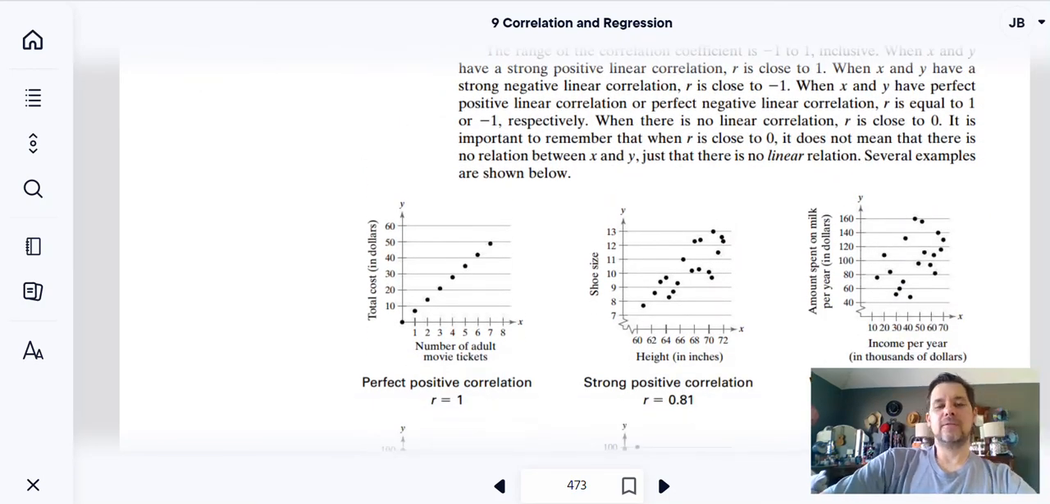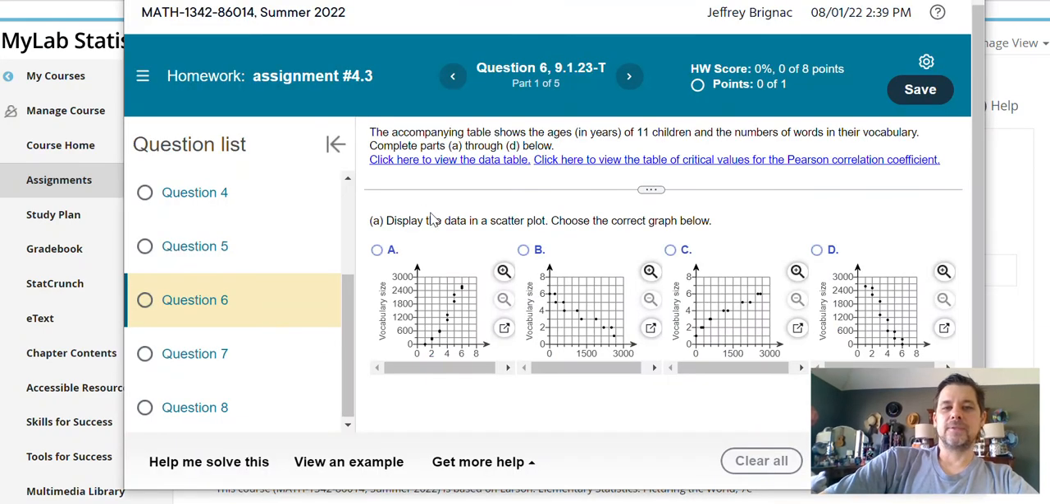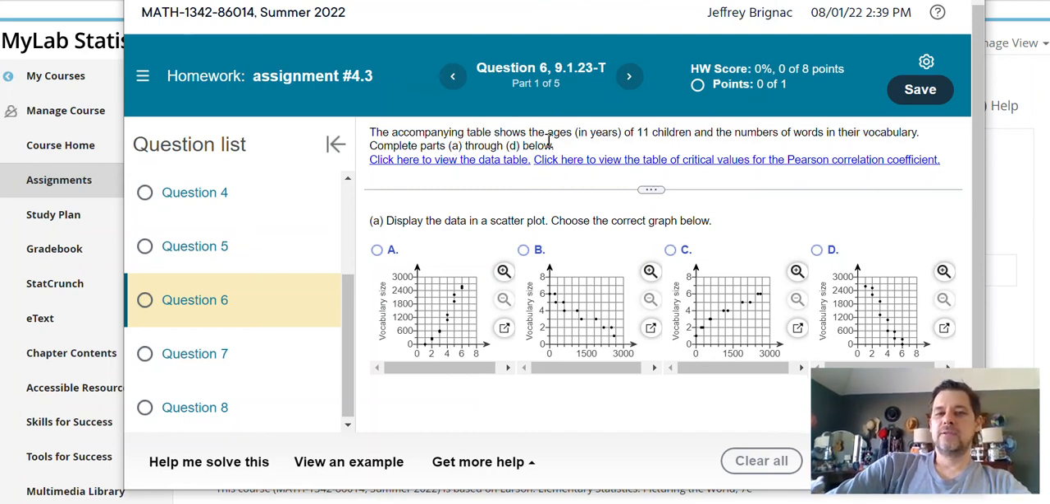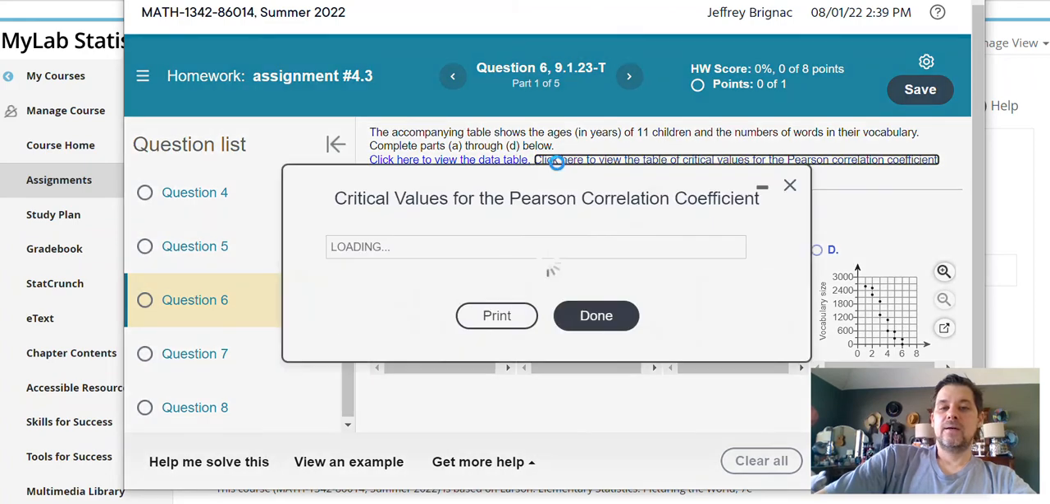Now let's look at how we can do some of this in StatCrunch. So let's see, so I had this open. All right, so here's a question where we get some data, and it says the accompanying table shows the ages of 11 children and the numbers of words in their vocabulary. Okay, so I think the older the kids get, the more expansive their vocabulary is, but let's see. Let's look at the data.